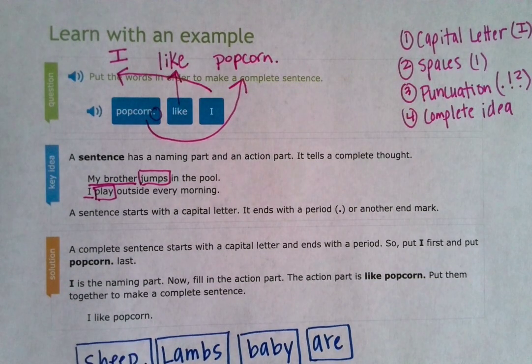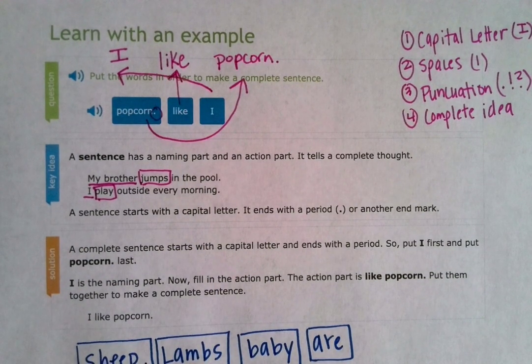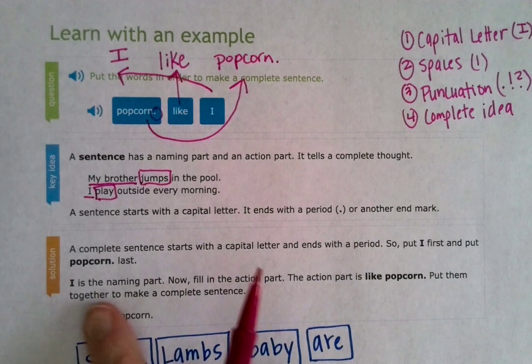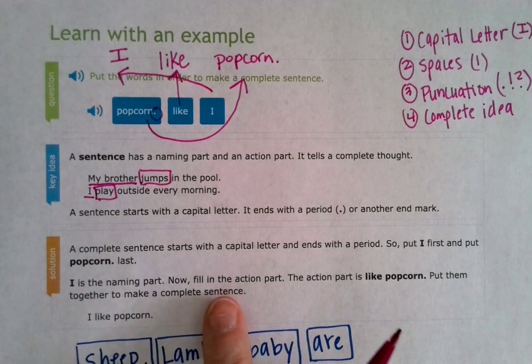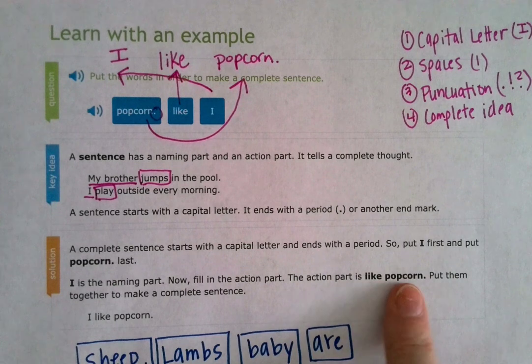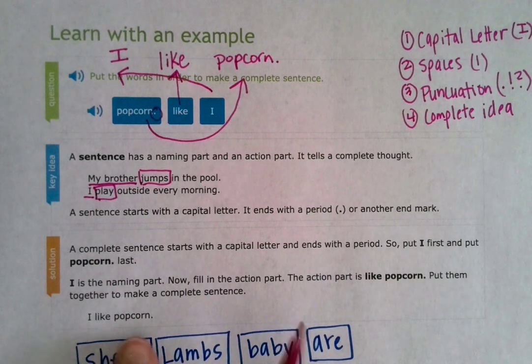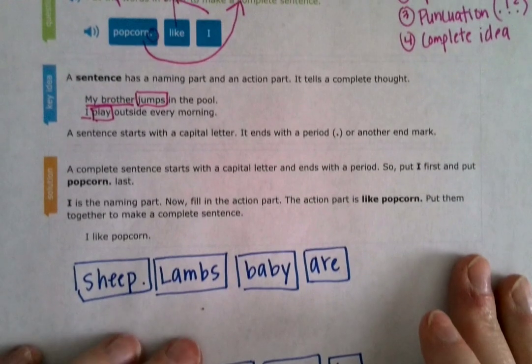So by eliminating some of our answer choices, that can help us in writing a complete sentence. So I is the naming part, the action part is like popcorn, and then we put them together to write: I like popcorn. Let's do some longer ones.